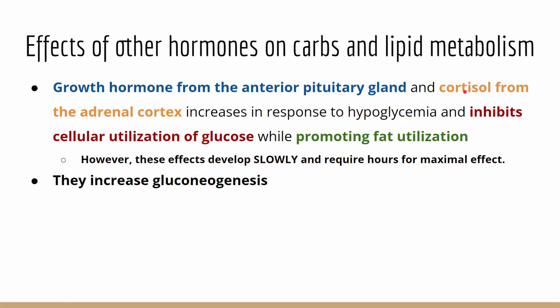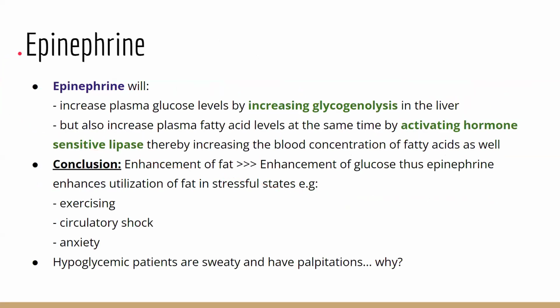How do growth hormone and cortisol respond to hypoglycemia? They increase gluconeogenesis. Why is this important? Because it's in comparison to glucagon, which will cause glycogenolysis. We'll see that in a second. Epinephrine, which is one of the adrenal gland hormones, will increase plasma glucose levels. Again, it's going to be released in response to hypoglycemia. It will increase plasma glucose levels by increasing glycogenolysis in the liver, very similar to glucagon.